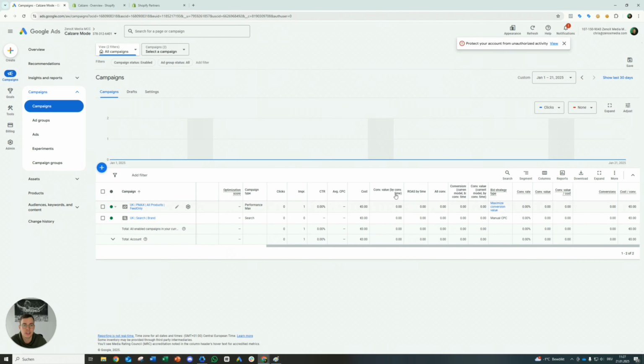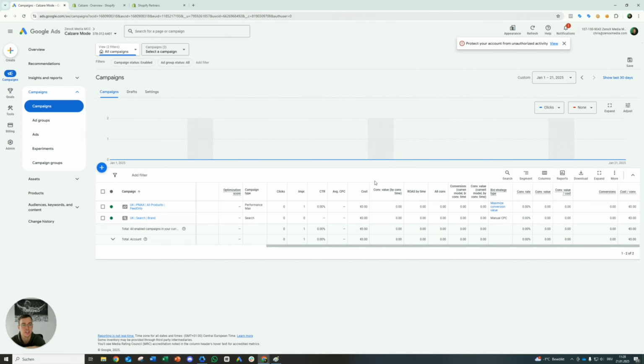The same with the ROAS, the same with the conversion value and things like that. So keep that in mind. But yeah, if you check the ads, then keep some things in mind. First of all, you will always have a conversion lag in the Google Ads account to a certain degree. So never look at today's data in the Google Ads account.